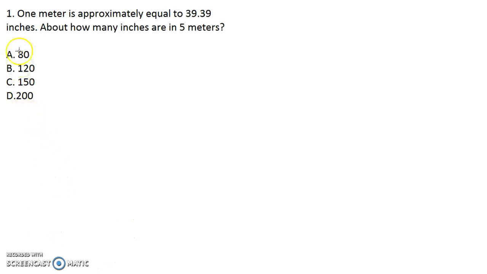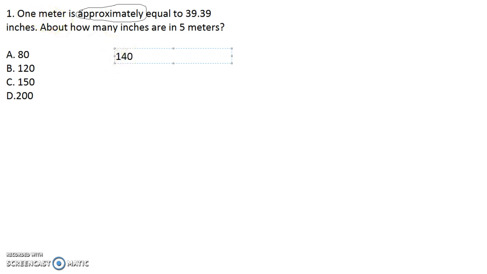All right, so question number 1 says 1 meter is approximately equal to 39.39 inches. About how many inches are in 5 meters? Well, we actually got kind of lucky here because it gave us this word, which is approximately, right? So approximately means about how much. So 1 meter is about 39.39. It says that we can actually change this. What number is 39 round up or down to? Well, it'd be 40, right? So now we're dealing with 40, which is a lot easier. So it says 1 meter equals 40 inches.